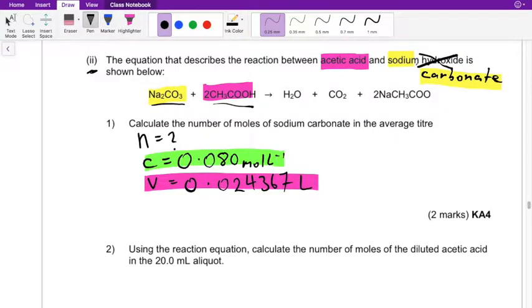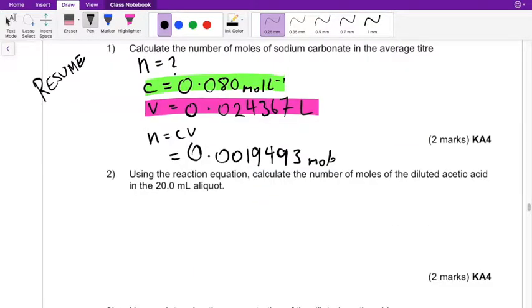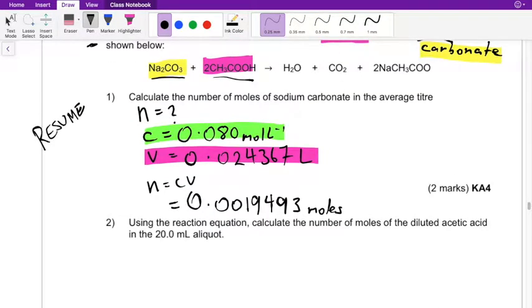Cool. So n equals CV equals 0.08 times 24.36666 is equal to 1.949 moles. Alright, so next, using the reaction equation, calculate the number of moles of diluted acetic acid in the 20 mL aliquot.